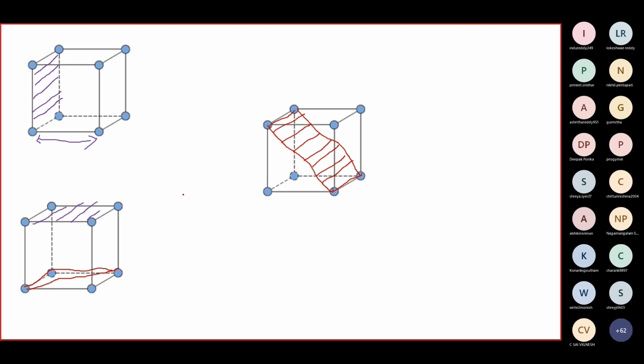Each and every plane has its own characteristics, its own nomenclature. We define a plane depending on how it intersects with the basis vectors. What are the basis vectors here? Basis vectors are A, B, C. We name a plane based on how it intersects with the basis vectors. Depending on that, we define this.